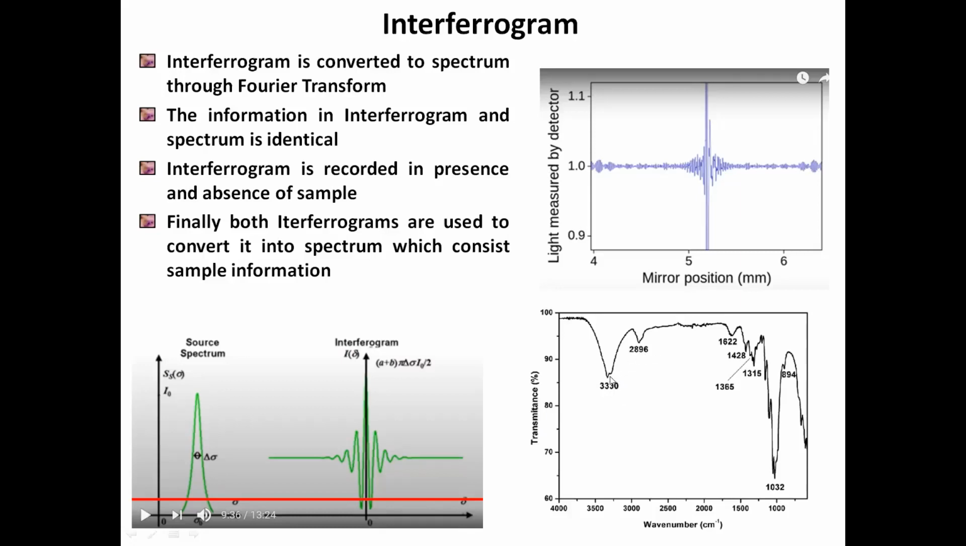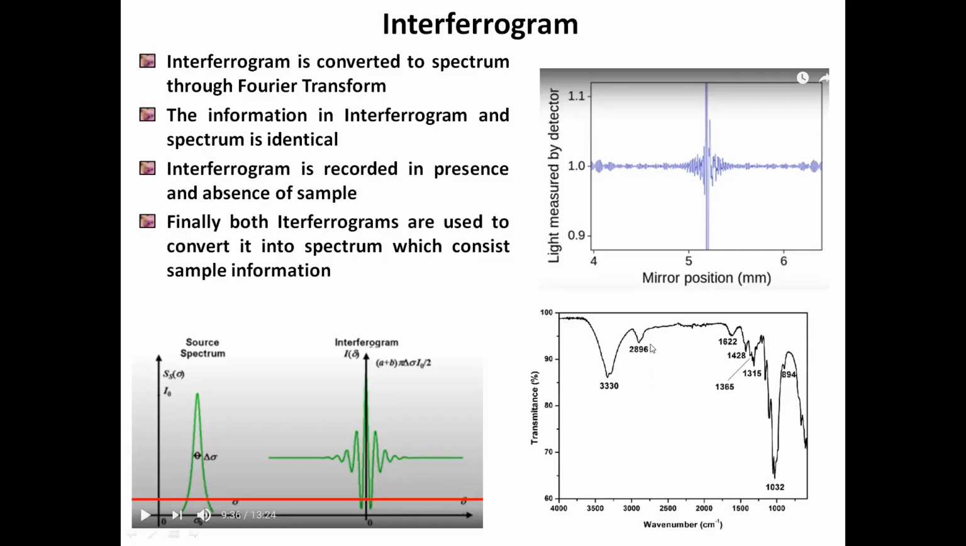This is 2896. So suppose C double bond C is there. I'm not saying this is the exact, I'm just taking an example. Here 100% light is reaching, but here only 85% light is allowed. It means 15% absorption is there. So this is showing the intensity, or you can say the existence of that type of functionality in that molecule.